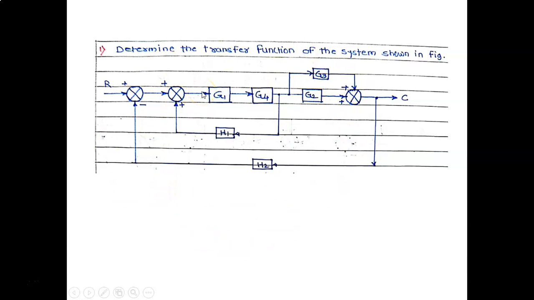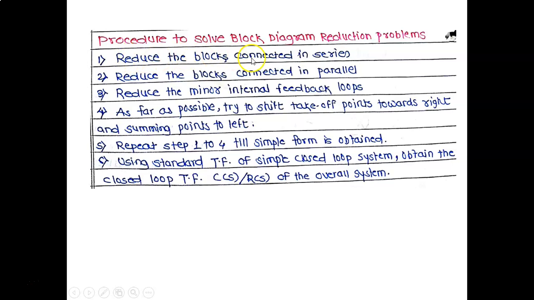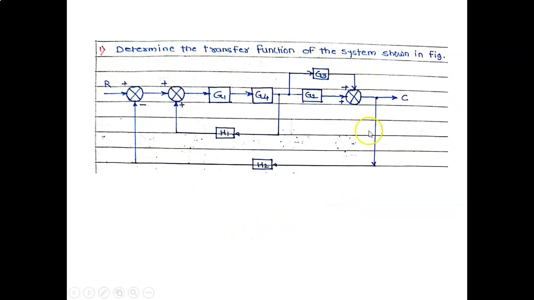Now, already we have seen the different steps. Therefore, again we'll see the steps. What is the first step? Reduce the blocks connected in series. Second step, reduce the blocks connected in parallel. Third step, reduce the minor internal feedback loop. Fourth step, as far as possible, try to shift takeoff points towards right and summing points towards left. Fifth, repeat step 1 to 4 till simple form is obtained. And sixth step, using standard transfer function of simple closed loop system, obtain the closed loop transfer function, that is C(s) upon R(s) of the overall system. Therefore, these are the steps we have to apply while solving this problem.